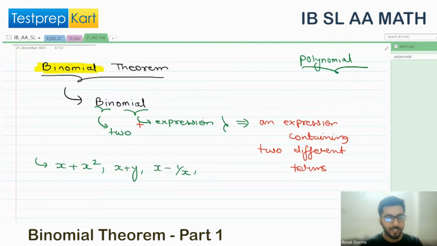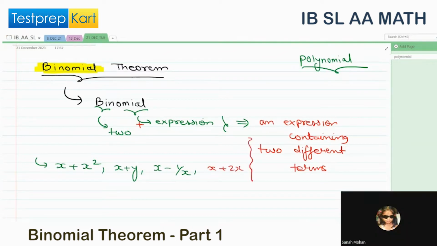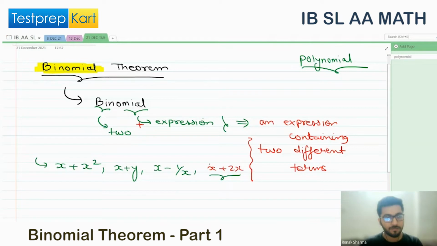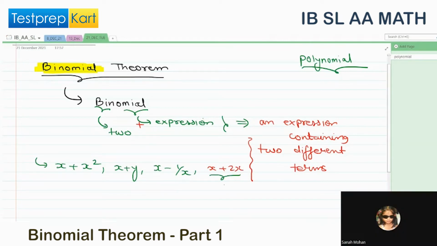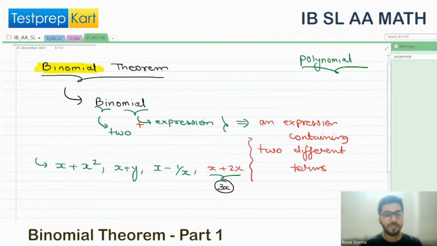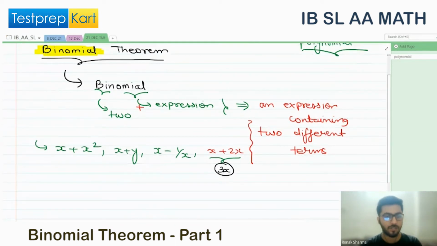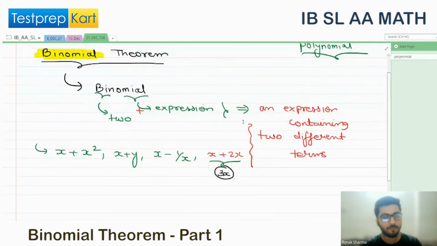Can I say that x plus 2x is a binomial? No. Why? Because it's the same term. Basically, we can combine it and make it one single term. That is the basic reason behind it. So you are getting the idea that we should have two different terms, and we cannot merge them. That should be the condition. So you have got the meaning of binomial.